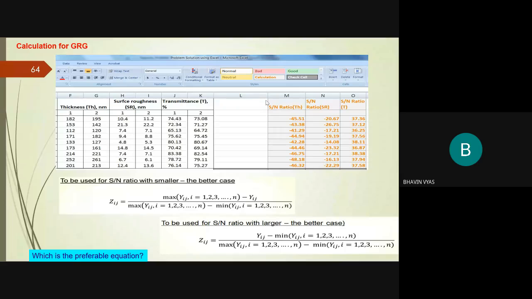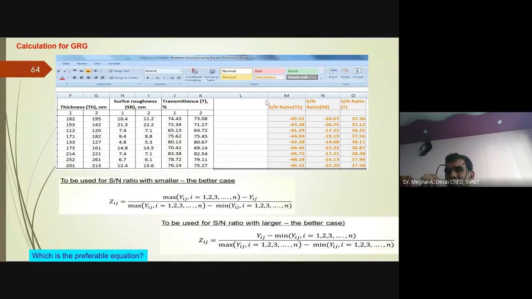First. Okay. Why am I asking the question? The reason is the problem that I have shown earlier, that is the extraction case. Over here, two responses are minimization and one response is maximization. So accordingly, we found the signal to noise ratio.